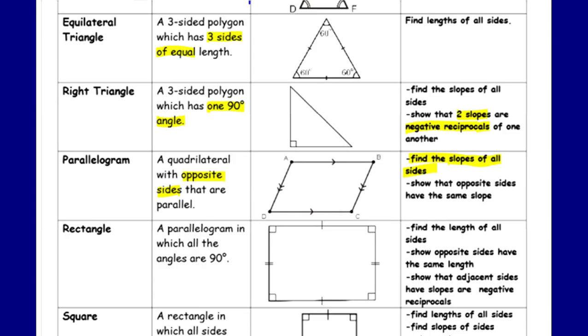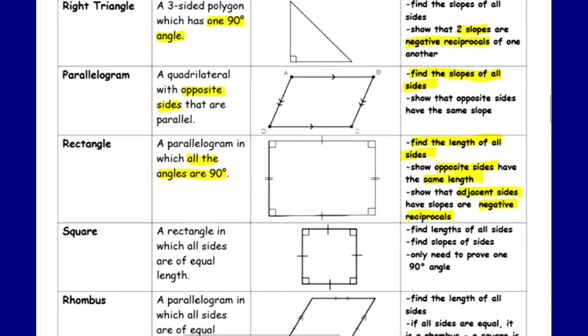Rectangle, parallelogram in which all angles are 90 degrees. So we should be looking for 90-degree angles. We can also find the length of all sides. Show opposite sides have the same length and show that the slopes of adjacent sides are negative reciprocals. So we're looking for two things here: that the opposite sides are equal in length and that the adjacent sides have slopes that are negative reciprocals, meaning they meet at 90 degrees.